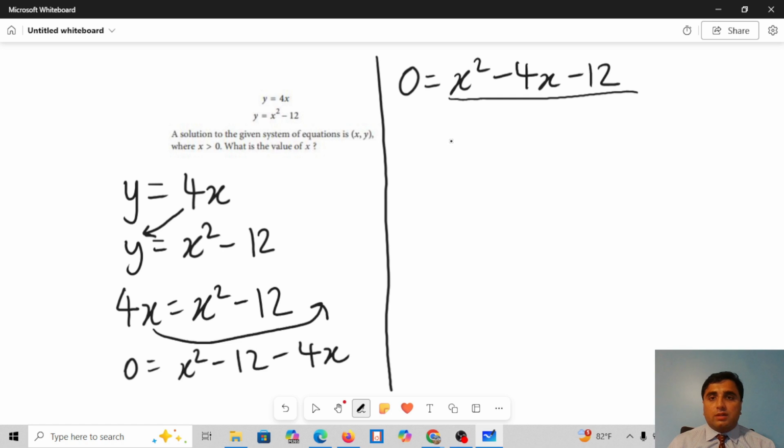In order to do that, this polynomial is going to have two roots. The product of those roots is going to be negative 12. The sum of those roots is going to be equal to 4. So we divide this into two factors in parentheses.